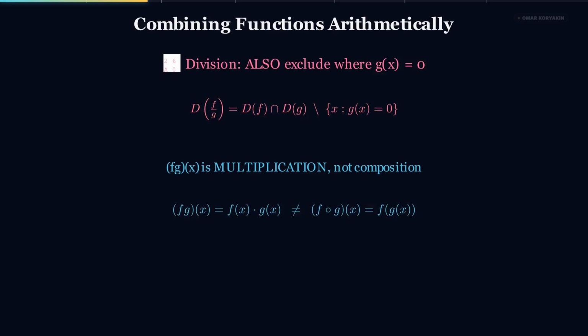Step 3. Identify the domain of the combination. Take the intersection of the individual domains of f and g for any of the four operations. For division, additionally find every x where g of x equals 0 by solving g of x equals 0, and exclude those values from the combined domain. The exclusion can be expressed in interval notation by removing single points or sub-intervals from the otherwise common domain.